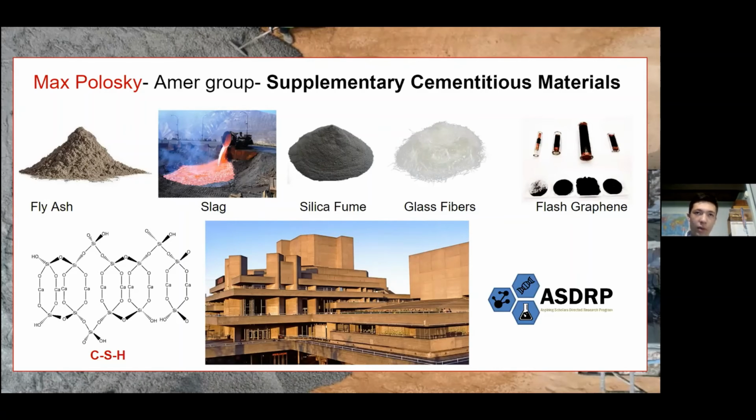And adding about 0.035% weight in concrete of the flash graphene increases the compressive strength of the cement and of the concrete by up to 30%, which is really amazing. Also, adding this flash graphene encourages the formation of the strong compound here, CSH.